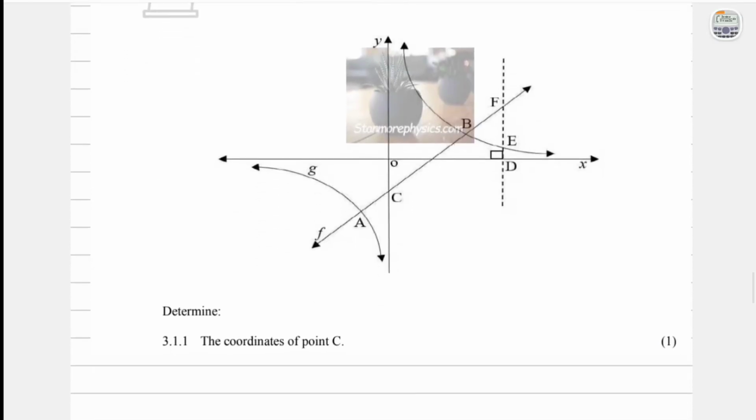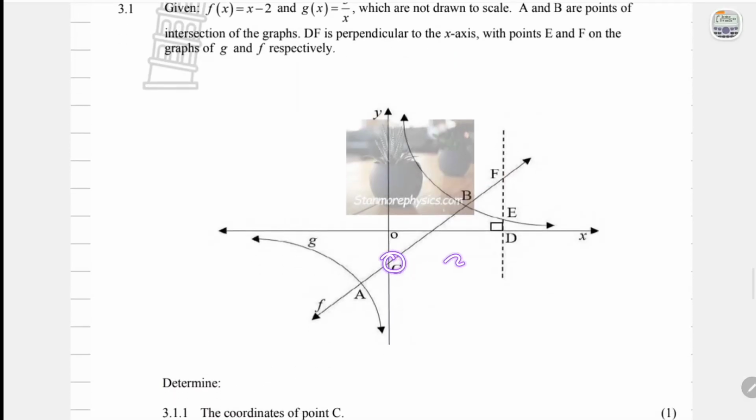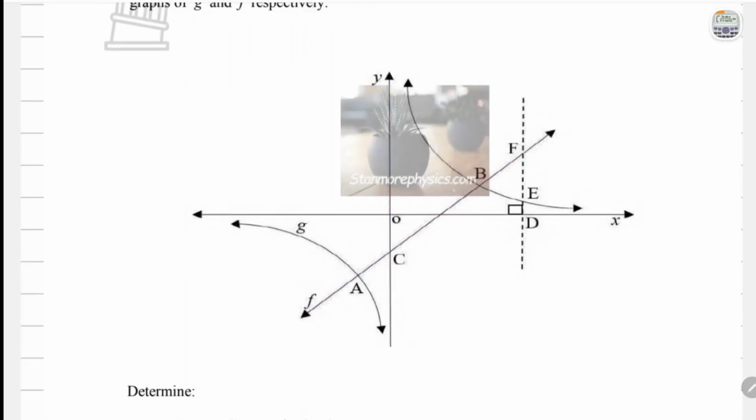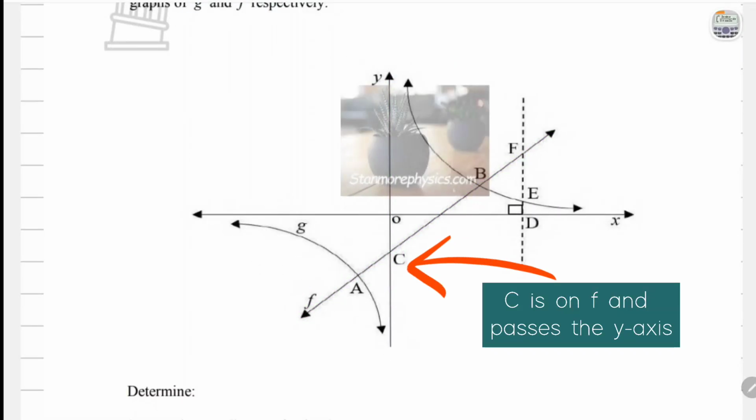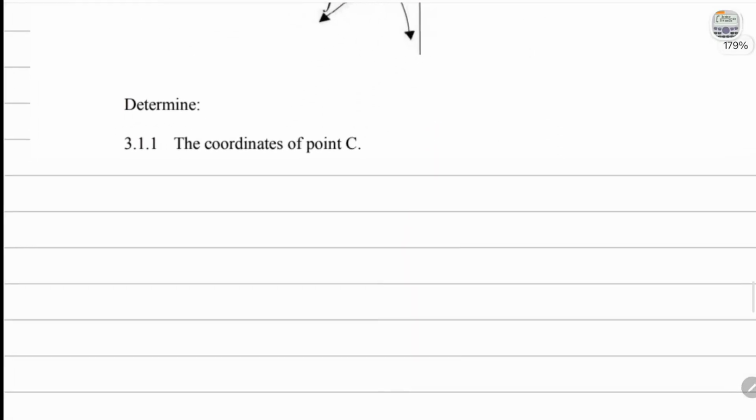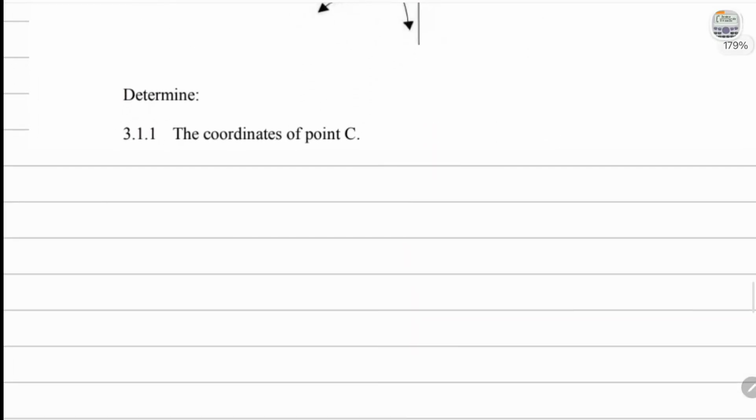And the first question is to determine the coordinates of C. Okay, so how do we find the coordinates of C? As you can see, C is the y-intercept of the graph of f. So if it's the y-intercept of the graph of f, how do you find it? To find a y-intercept, you make x equal to 0.